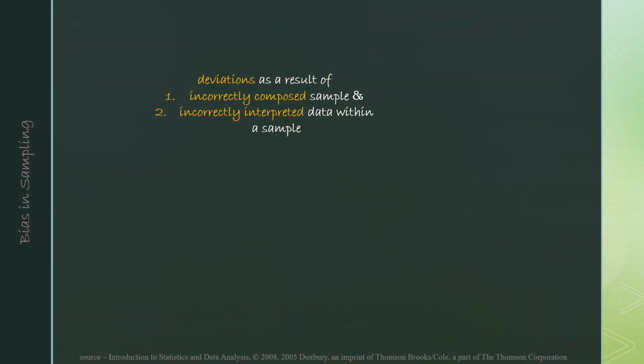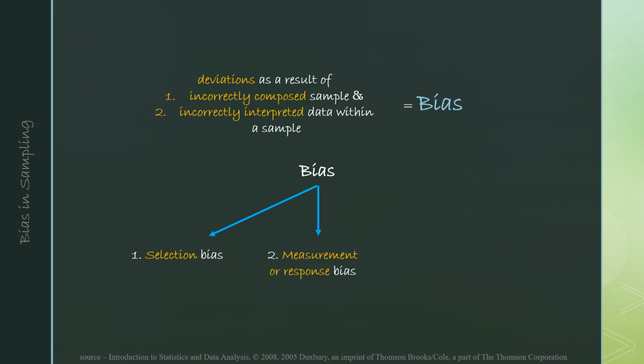Deviations as a result of incorrectly composed sample and incorrectly interpreted data within a sample is called the bias. Primarily, there are three contributors to the bias. 1. Selection bias. 2. Measurement or response bias. And 3. Non-response bias. Let's understand each one of them in detail.